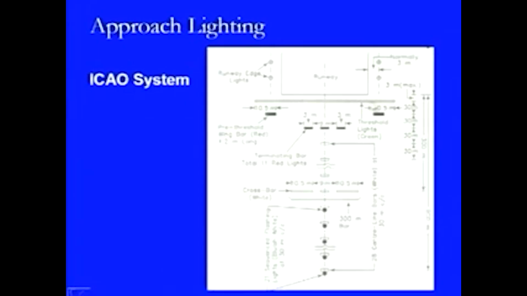Between this bar and these center line bars which are provided, there are terminating bars. This is a terminating bar, and this is known as the pre-threshold wing bar. This pre-threshold wing bar is red in color, 4.2 meters long, and the end of this bar is at a distance of 10.5 meters from the end of this bigger bar.